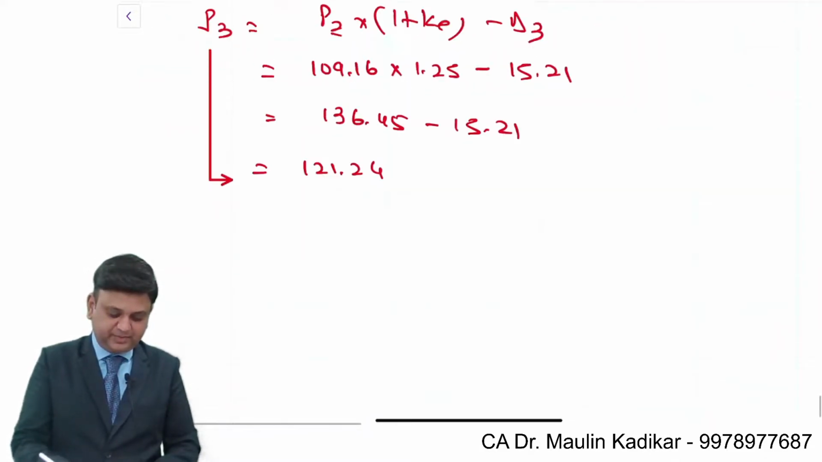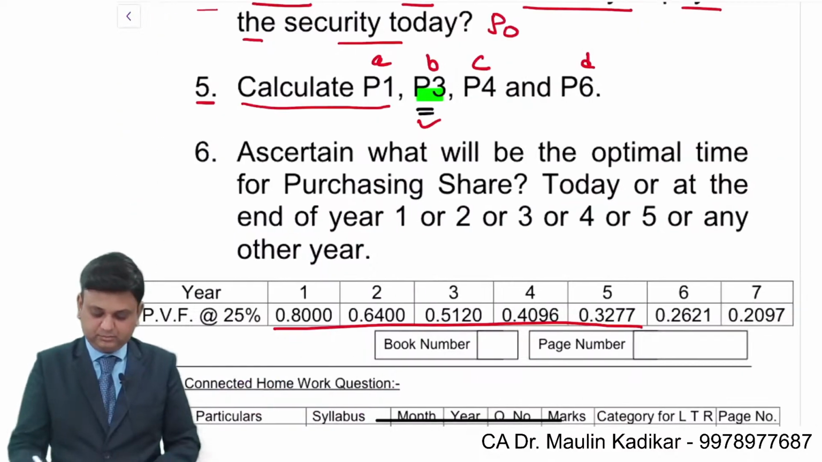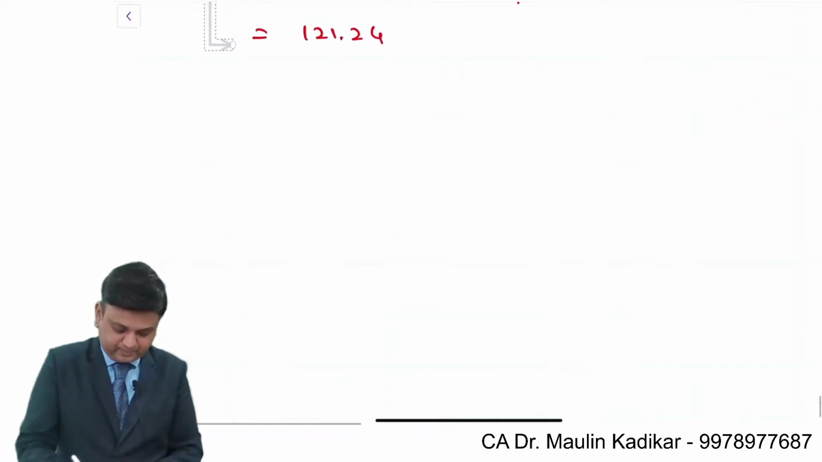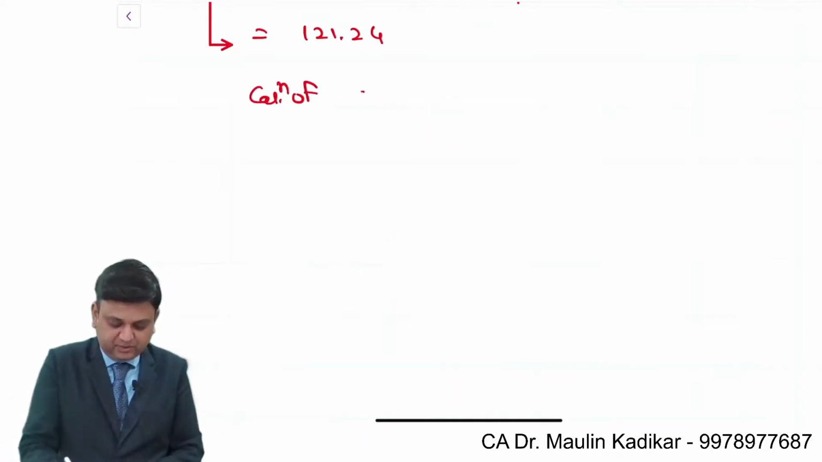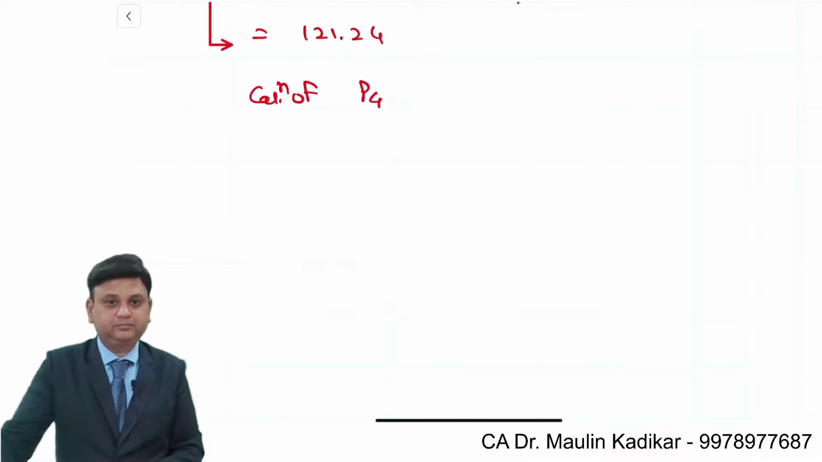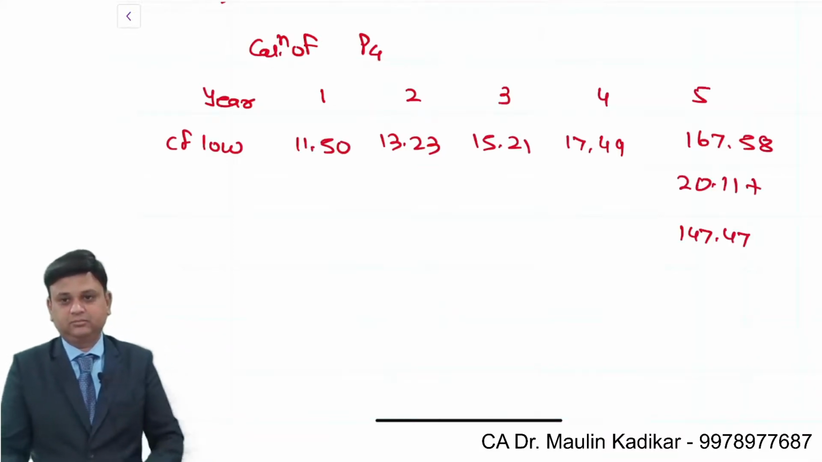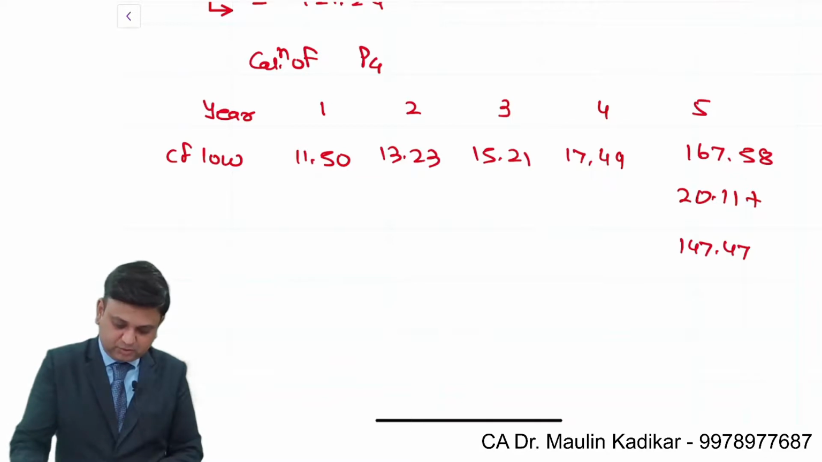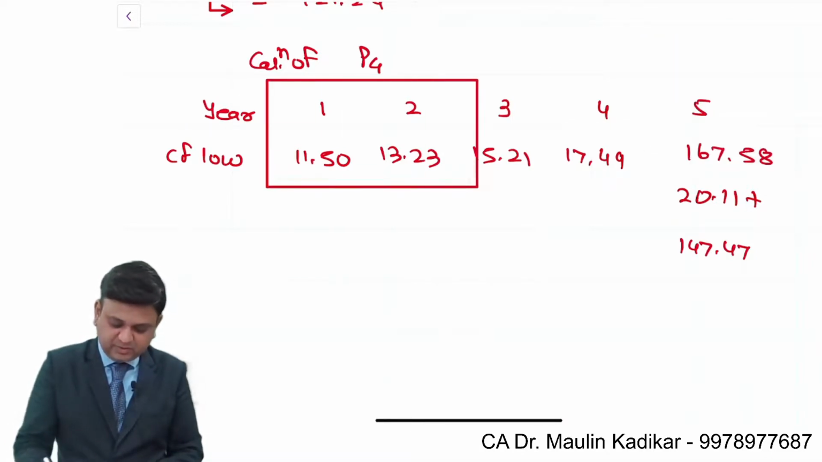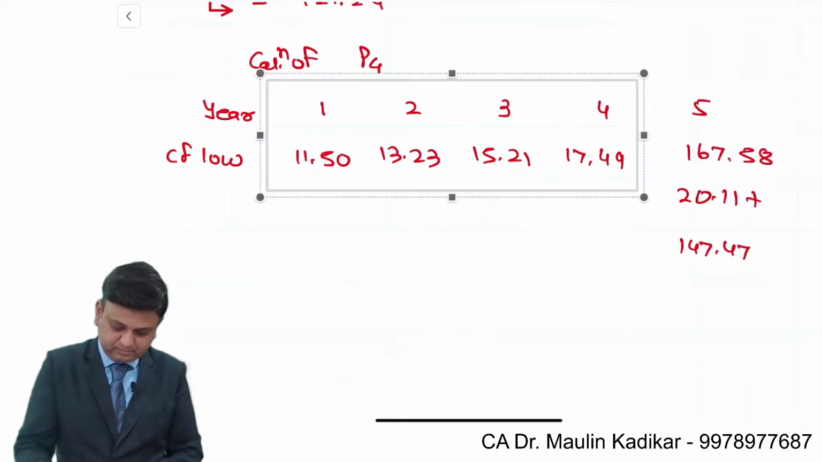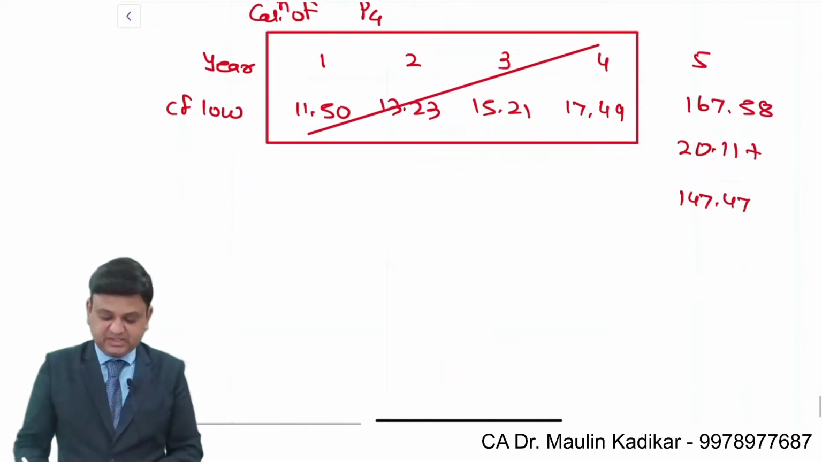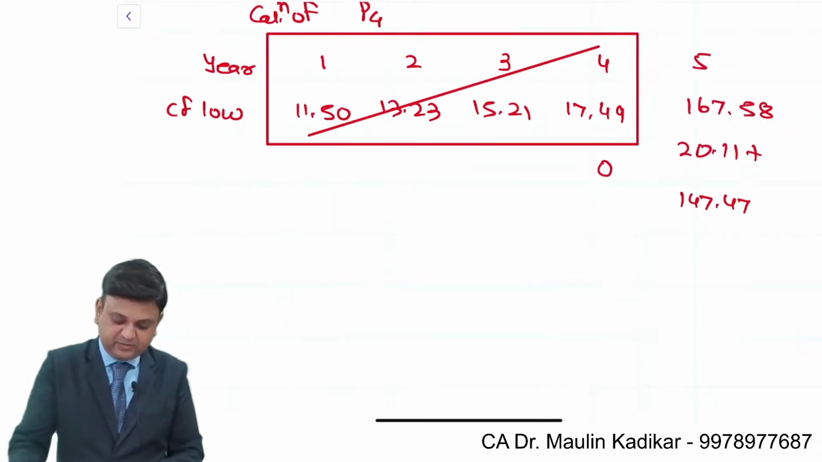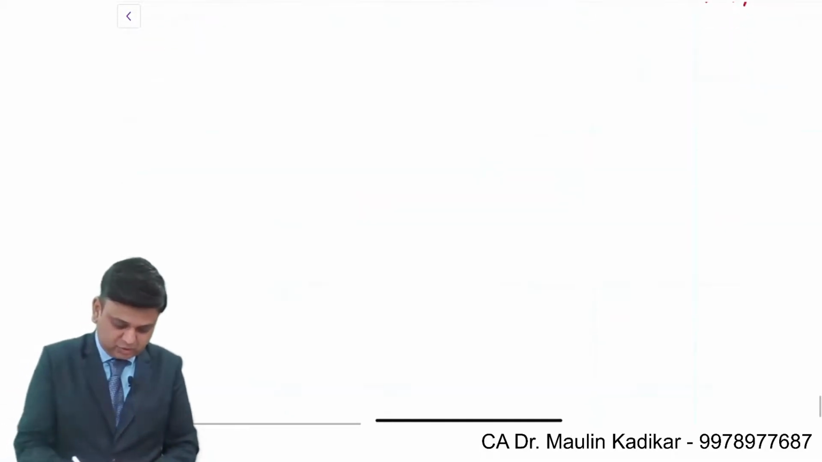The next is the calculation of P4. Try to find the answer on your own. Calculation of P4. So you are purchasing the security at the end of the fourth year. So all these values will become irrelevant. We are purchasing the security at the end of the fourth year. So this becomes year 0 and this becomes end of year 1.